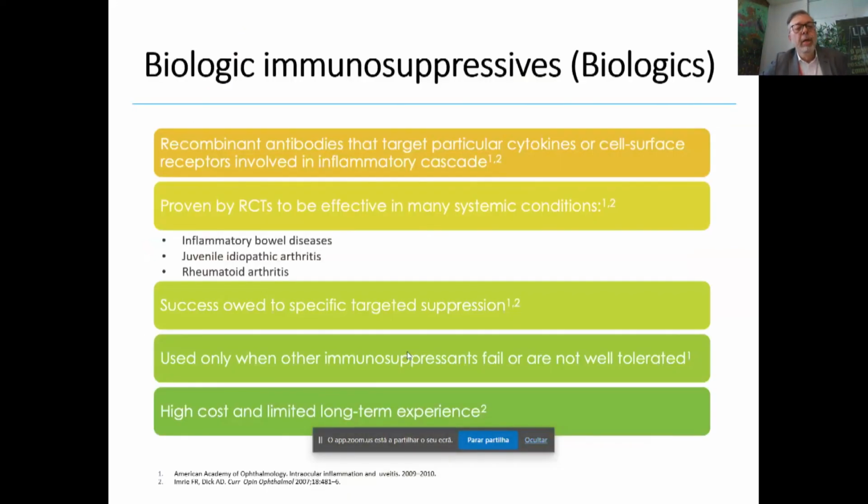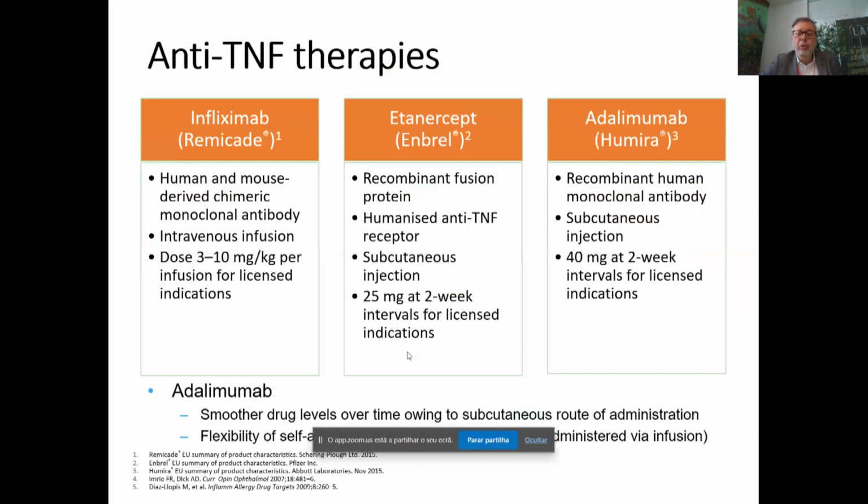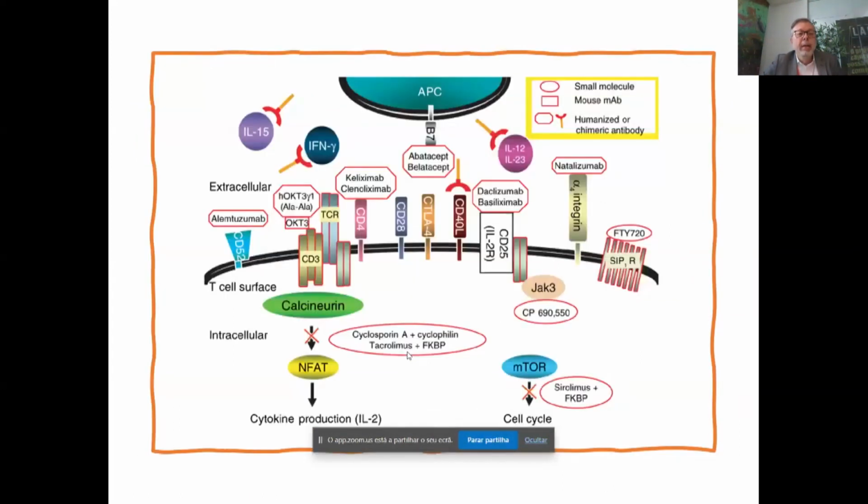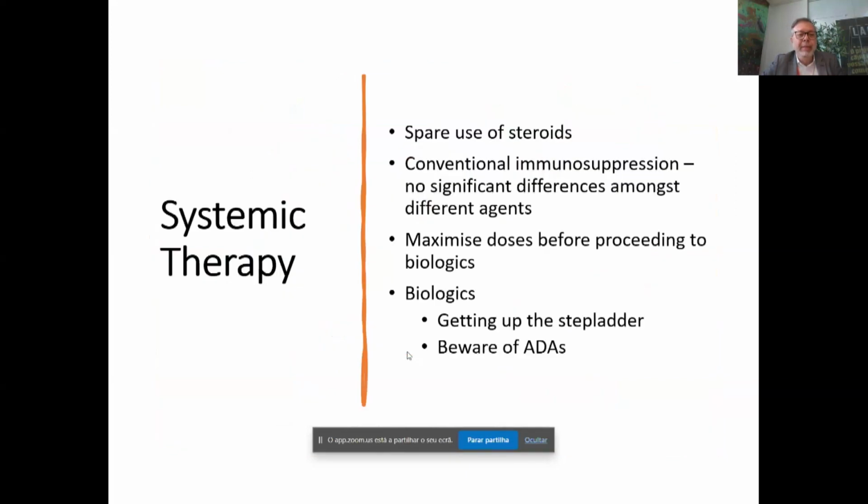They're gaining favor, and they're becoming very useful, not only for us, but of course in all areas of medicine. And these are the ones we have been more familiar with, especially adalimumab. Clearly, many targets exist, and more strategies are appearing, but the experience with those in ophthalmology is limited.